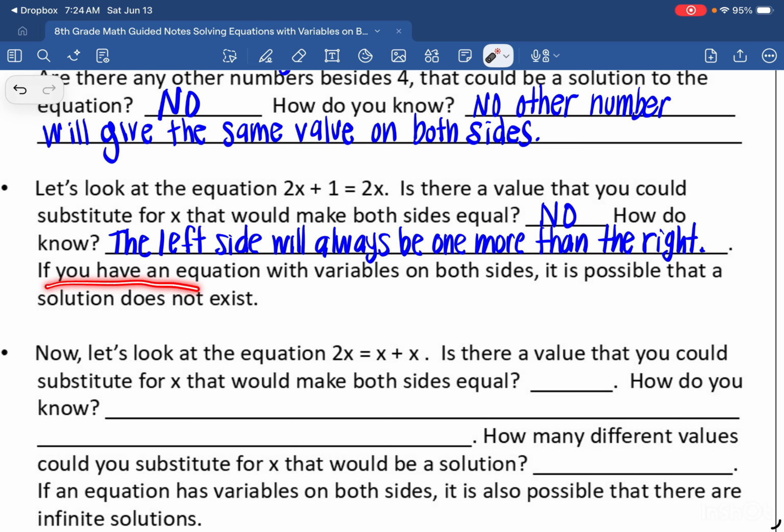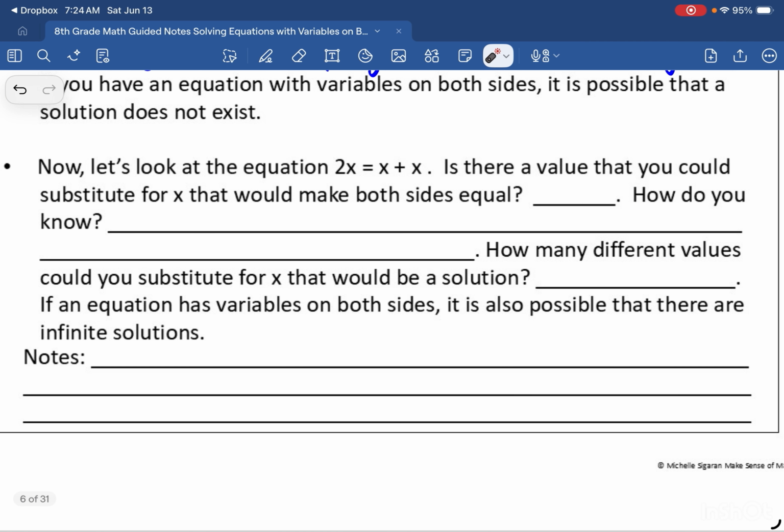If you have an equation with variables on both sides, it is possible that a solution does not exist. So like for this equation, there's no number that I can put in there that's going to give an equal value on both sides, because this side here on the left will always be 1 more.